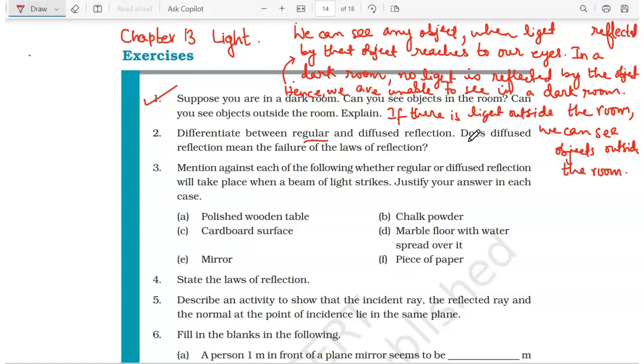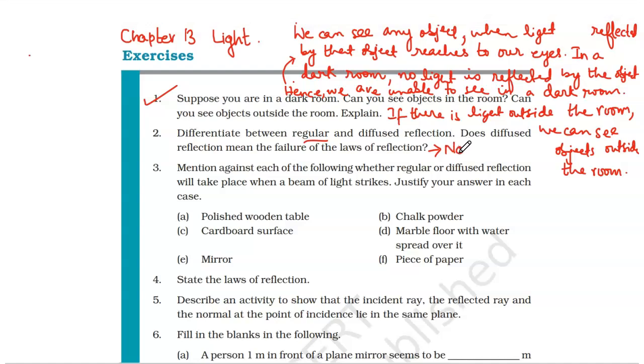Now, the second part of the question says, does diffuse reflection mean failure of the laws of reflection? No. In both, whatever reflection is taking place, whether it is a regular reflection or an irregular reflection, they both obey the laws of reflection. So there is no failure of laws of reflection.